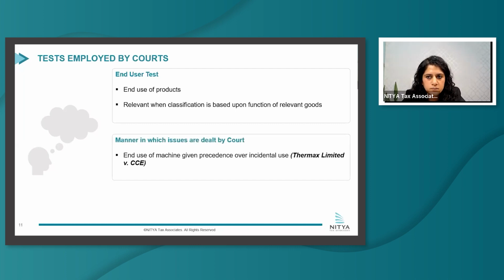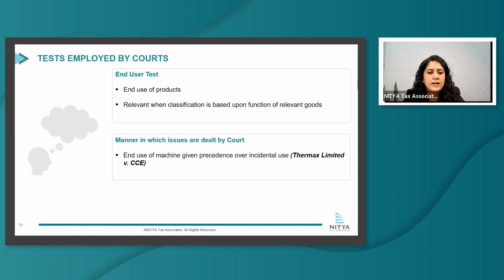So let's say there is a machine which provides cool water, chilled water, and its end use is only to provide chilled water. Then in that case, even if it is incidentally providing some hot water also, it will be classified as a machine of providing chilled water under the heading covering refrigerators, etc., and not as a heat pump, even though it might incidentally be producing certain hot water also.